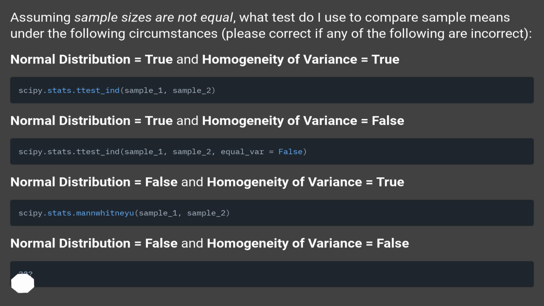Normal distribution equals true and homogeneity of variance equals true. Normal distribution equals true and homogeneity of variance equals false. Normal distribution equals false and homogeneity of variance equals true. Normal distribution equals false and homogeneity of variance equals false.